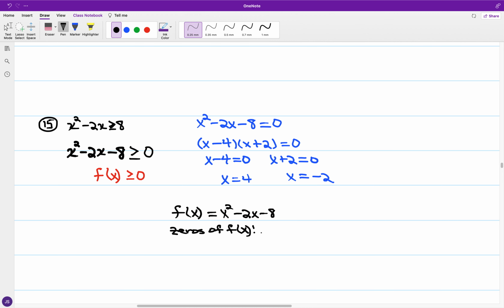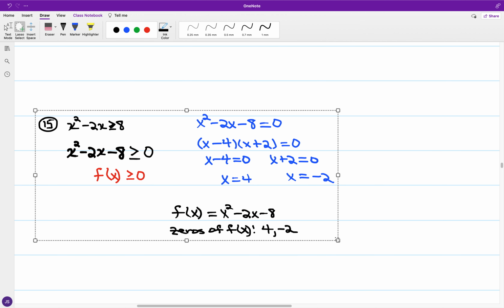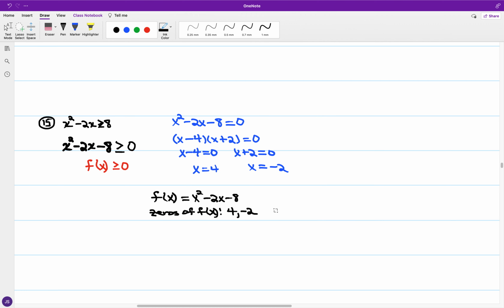So for the zeros of f of x, we're going to have 4 and also negative 2. All right, and so setting up a table of intervals, you have it centered about the zero values of 4 and negative 2. Just rank ordering from negative to positive infinity, we have the smaller of the two zeros at minus 2.